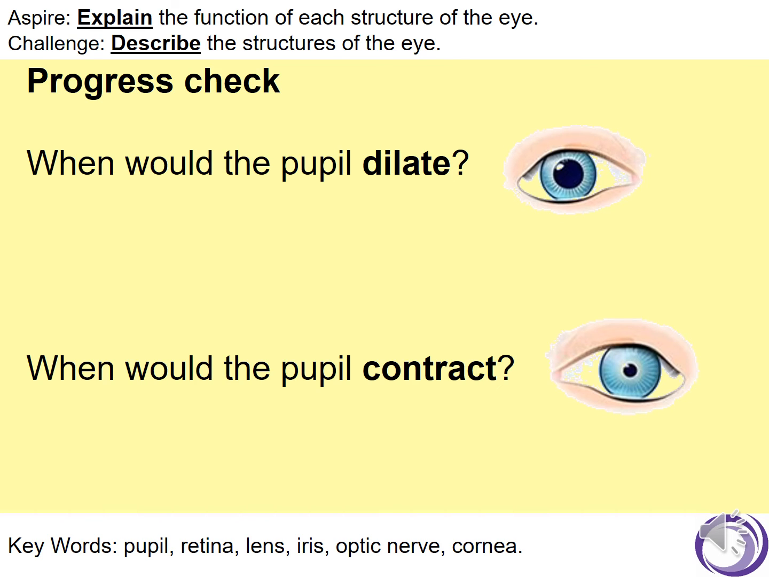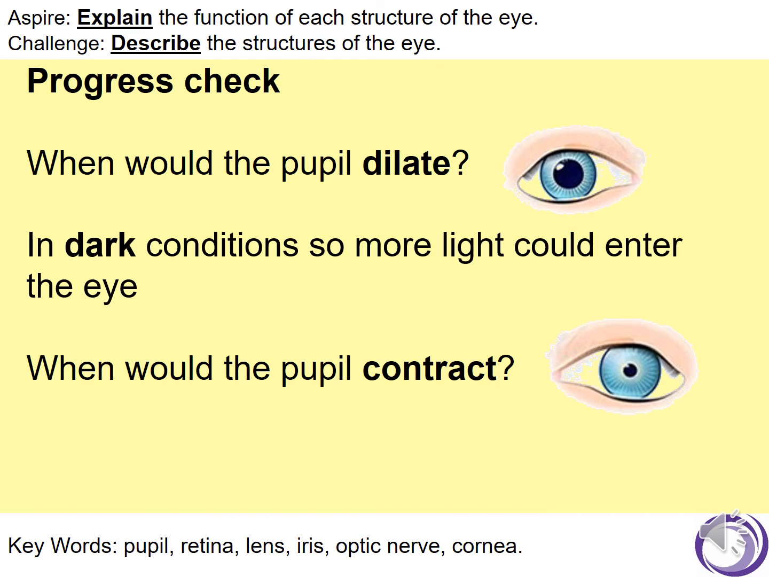So, progress check. Let's see what we know. When would the pupil dilate? So there's a picture of a pupil dilated. Would the light be bright or dim? And from what we've just covered, hopefully you would realise that it would dilate in dark conditions, so more light would enter the eye. Now, if you didn't get that right, you should now get the next one right.